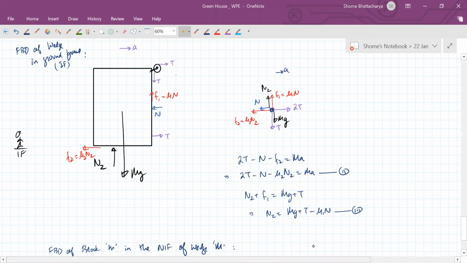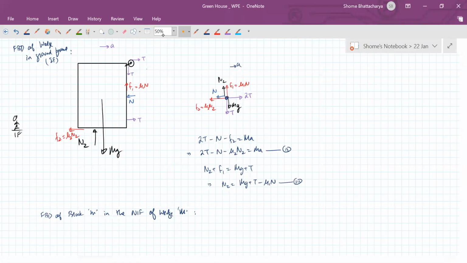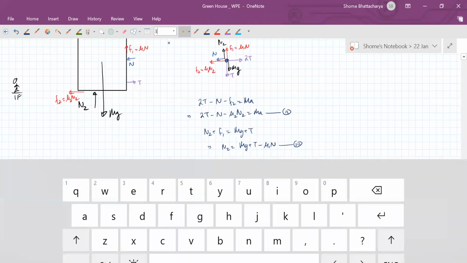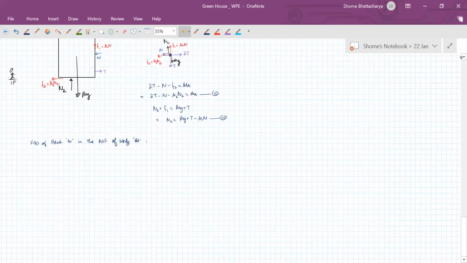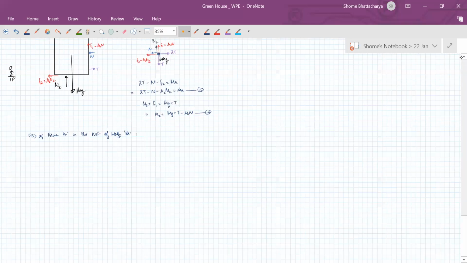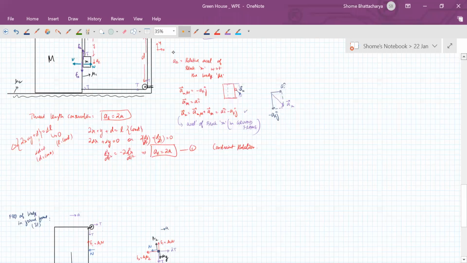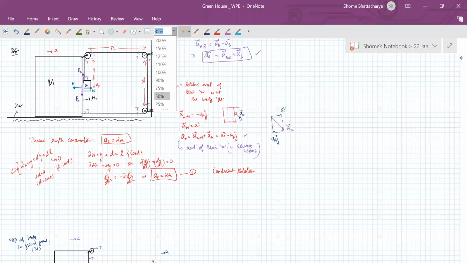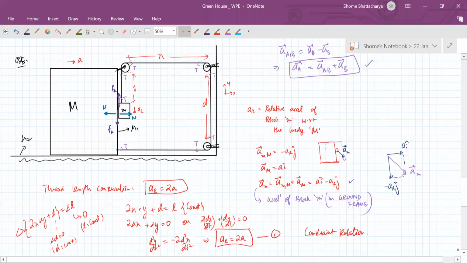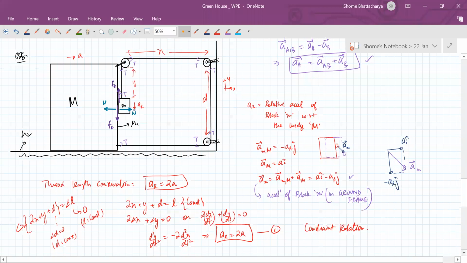Okay, so let's see the other two equations now. Yeah, I'll scroll up. Just give me a moment. And if you've written this down, start with the other two equations. Okay. So now you have to make the smaller block's free body diagram in the frame of the wedge.